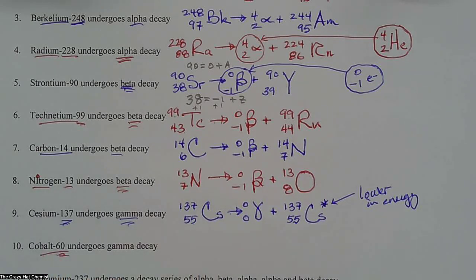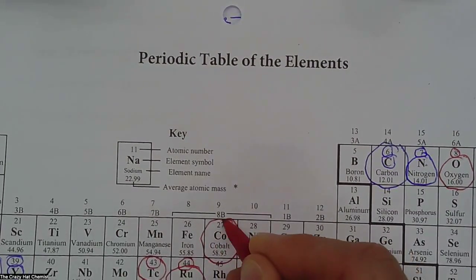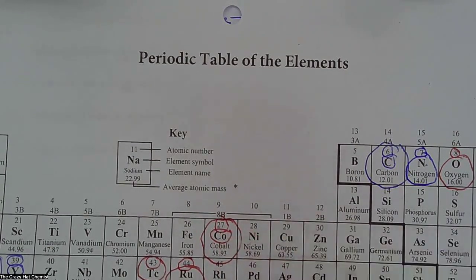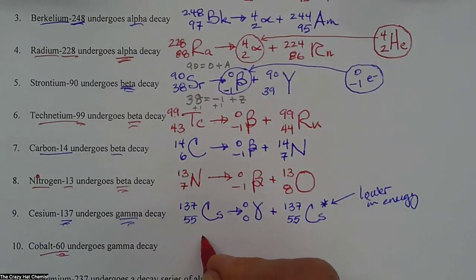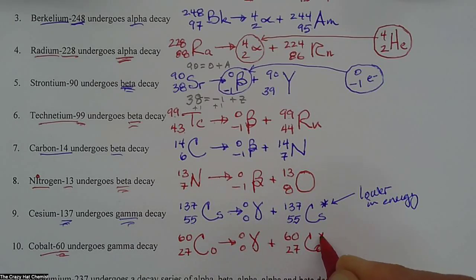The next one is cobalt 60. So we're going to find cobalt on our periodic table. It is element number 27. It is a capital C, a lowercase o. That is 60 for the mass and 27 for the atomic number. It is undergoing gamma decay. That's a 0 and a 0, and the little fish going down. 60 is equal to 0 plus what number? That would be 60. 27 is equal to 0 plus what number? 27, and we know 27 is for cobalt. And again, this isotope is lower in energy.